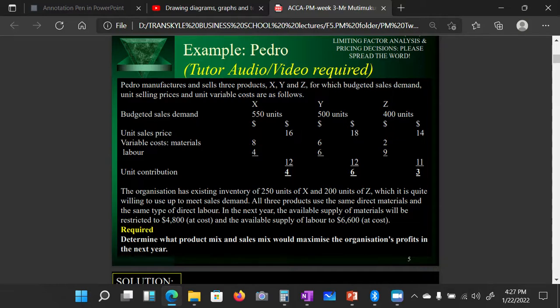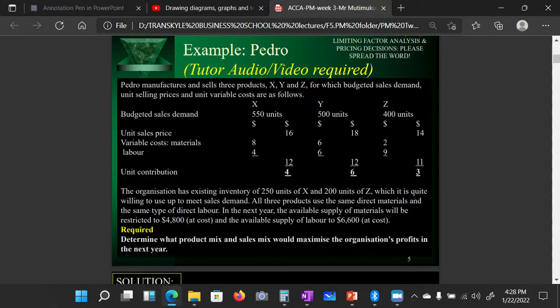All right. Pedro manufactures and sells three products X, Y, and Z, for which budgeted sales demand, unit selling prices, and unit variable costs are as follows. Budgeted sales demand: 550 units, 500 units, 400 units. Ladies and gentlemen, do not be boggled with this information. Do not be dazzled and confused about a lot of these figures. They do not intimidate anything. Just calm down, take a sip of your fresh water, and listen. Go through the question with me. Do not worry for now.